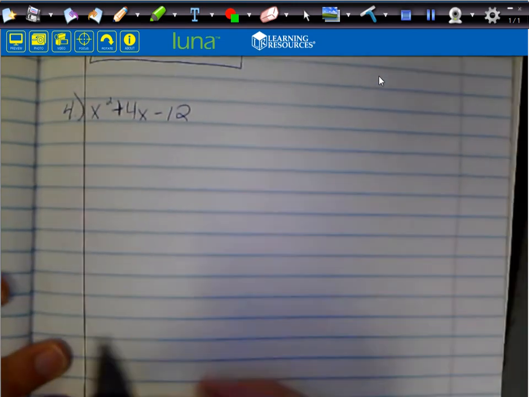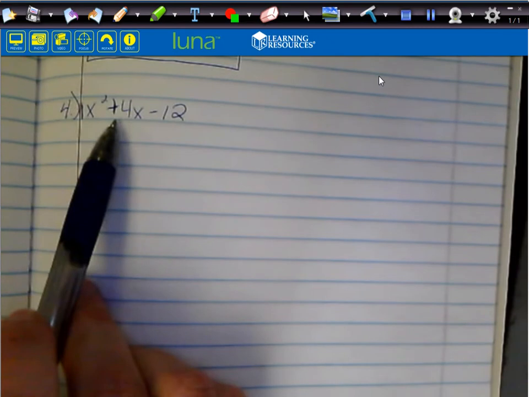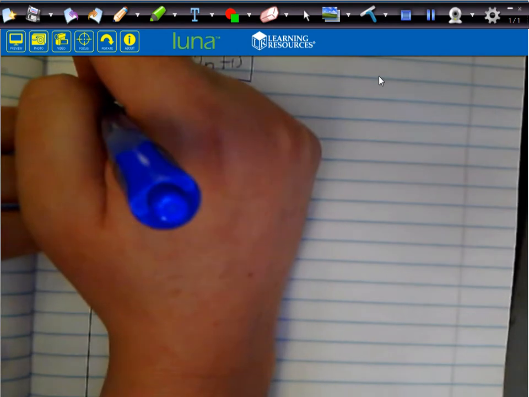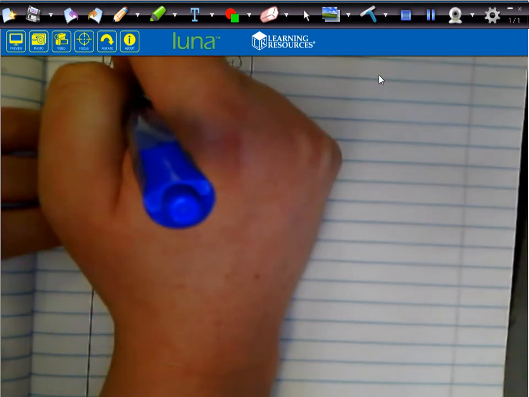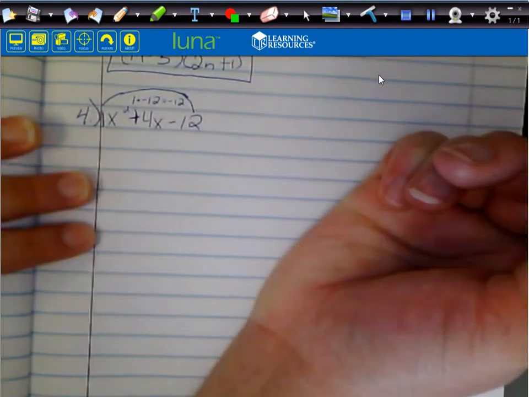I'm going to put a 1 in front of that x squared if nothing's there. So if I look at 1, 4, and 12 on my factor sheet, they don't have anything in common that I can go ahead and take out. There's no GCF there. So I can go ahead and start factoring this. So I'm going to connect again my first and my last just like we've been doing, and I'm going to say 1 times negative 12 is negative 12.